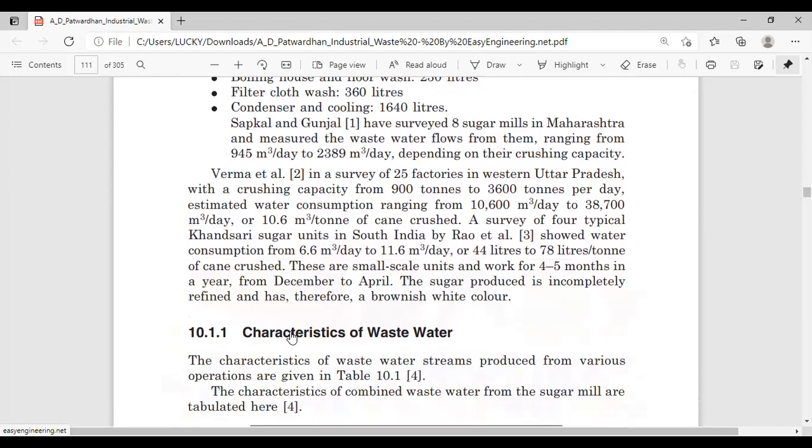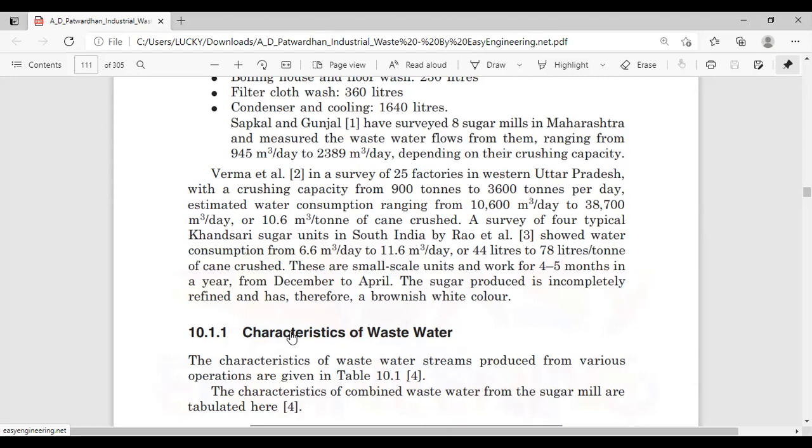Verma and coworkers, in a survey of 25 factories in western Uttar Pradesh with a crushing capacity from 900 tons to 3,600 tons per day, estimated water consumption ranging from 10,600 cubic meters per day to 38,700 cubic meters per day, or 10.6 cubic meters per ton of cane crushed.